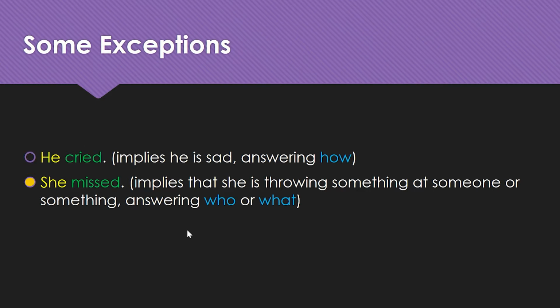She missed. So she missed what? And so we know that when you miss something, when you throw something and you miss, it's implied that you threw something because you can't throw nothing. So it's implied that there is a who or what that's being thrown at, a person or a thing. So those are the structure of a sentence.